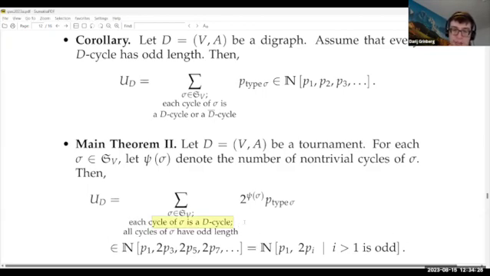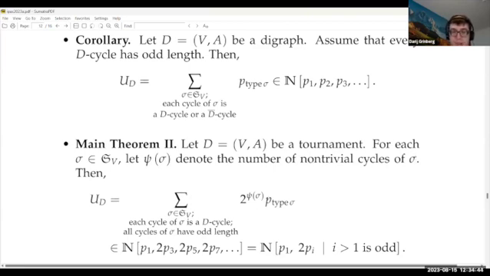And then, okay, here it is. But then instead of P type sigma, you have an actual power of 2 times P type sigma. And the power of 2 is 2 to the power of the number of non-trivial cycles of sigma. By non-trivial, I mean not just a single element.